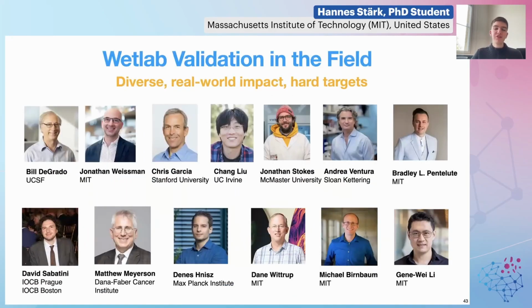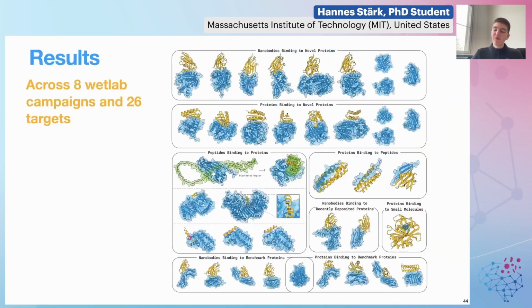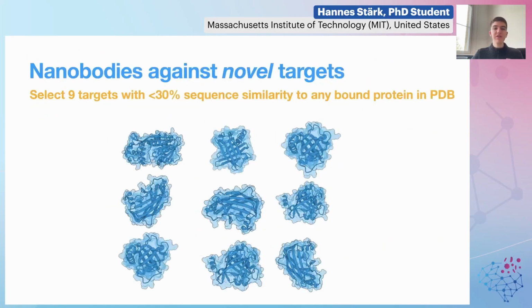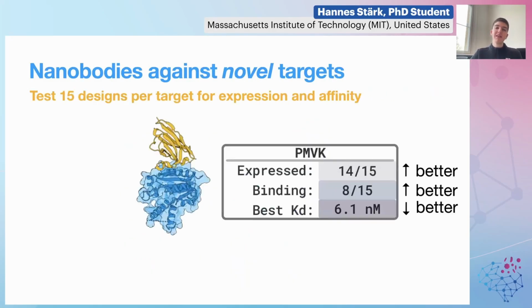But now to the mentioned real-world wet lab validation, where we have all these collaborators, 8 wet lab campaigns across 26 targets have finished. And to begin with, I want to show the results on what we call novel targets, where we select 9 targets that have less than 30% sequence similarity to any bound protein in PDB. And then for each of these targets, we test 15 designs, and then check how many of them express, how many of them are binders, and what is the best binding affinity.